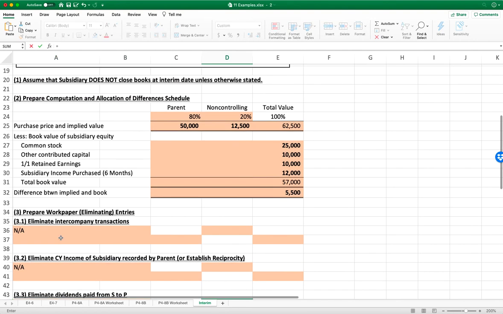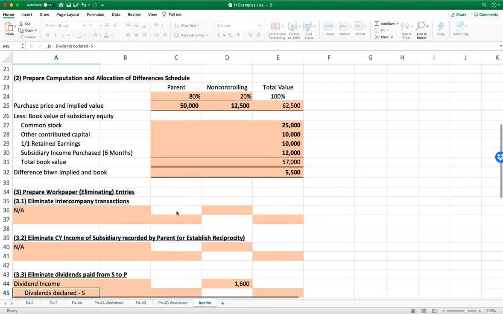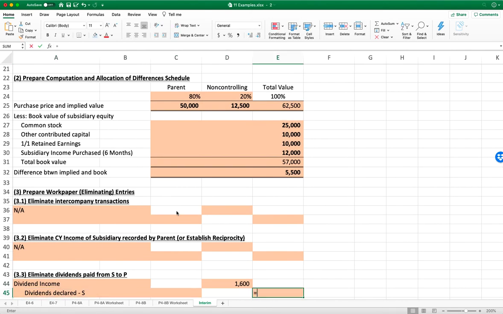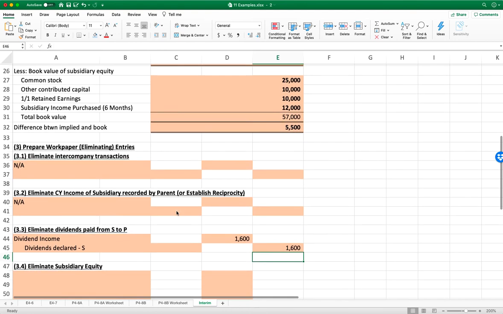The amount of those was $2,000. 80% of that came to us. So that means we recorded dividend income of $1,600, and we need to eliminate dividend income of $1,600.